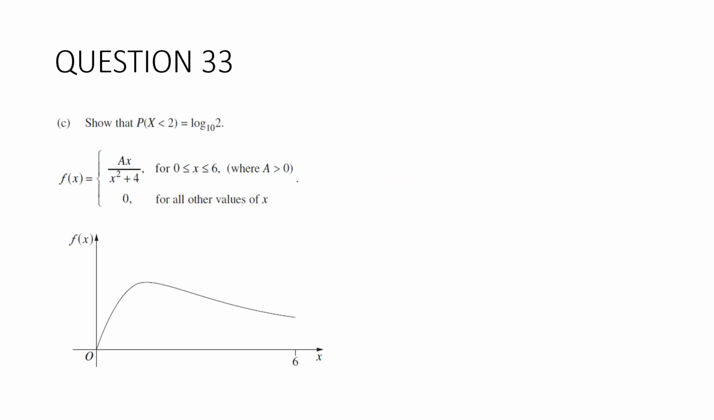C, show that the probability that x is less than 2 is equal to log base 10 of 2. So this was 2 here. We want this probability, which is the area under the curve between 0 and 2. So set up the integral. A is 2 on ln 10. I'm going to put it out the front. And I've got x over x squared plus 4 dx.